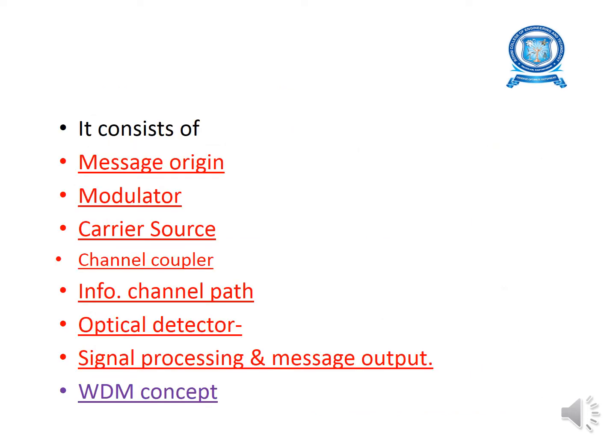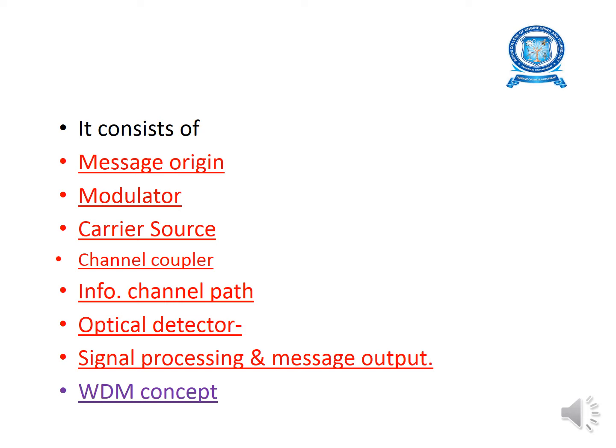So here it consists of message origin and modulator. In the information source, the information signal to be transmitted may be voice, video or computer data. The step is to convert the information signal into a form compatible with the communication medium. In optical communication, the information source provides an electrical signal as an input signal to the transmitter. If it is a non-electrical signal, then a transducer is used to convert the non-electrical signal into an electrical signal.